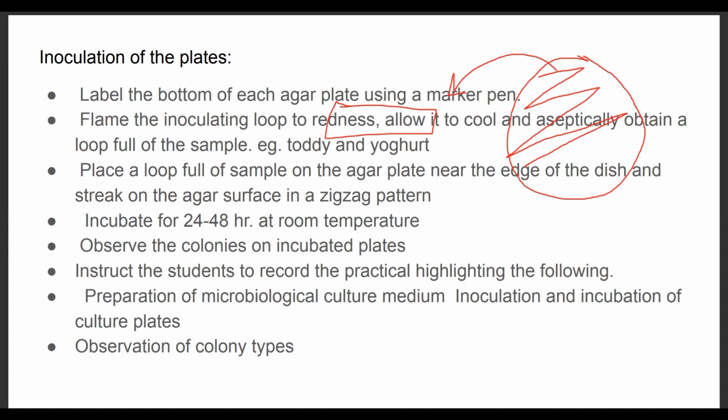But here, what is the process you have now when you are transferring the sample from the source to the culture media, you have to use this step. You have to use this method. You have to keep the loop full of sample near the edge of the petri dish and you have to streak on the agar surface in a zigzag pattern. After that, we have to incubate for 24 to 48 hours, right? At room temperature. Then after that time period, you can observe the colonies on incubated plates, right?